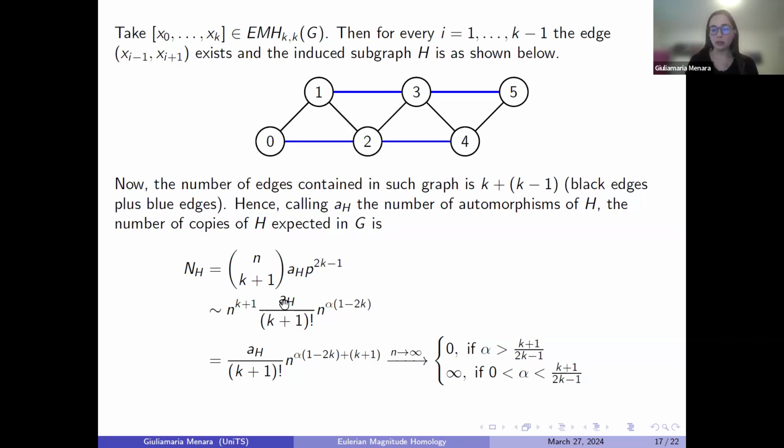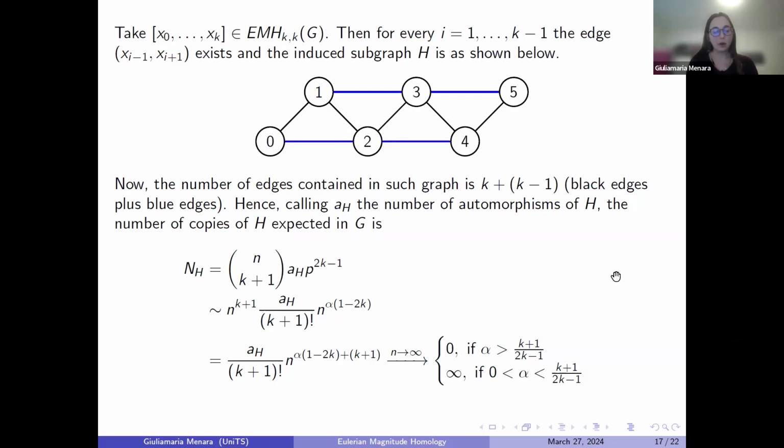And well, going on with the computation, what we obtain is that the number of these graphs vanishes in our Erdos-Renyi random graph when alpha, the exponent alpha, is bigger than this fraction. So, okay, this is like the first part of the vanishing threshold, the one for the easy homology generators. Let's move to the more complicated ones, the ones given by linear combinations.